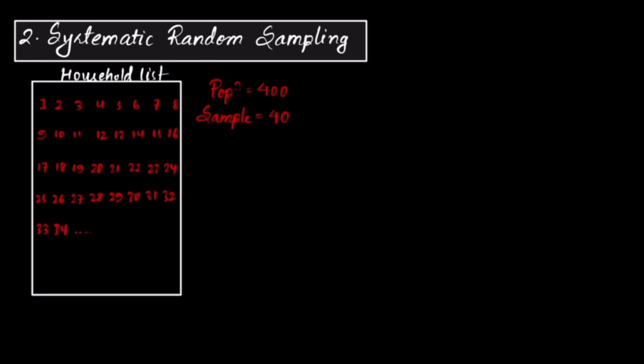So first, the population of the community is 400. You require a sample of 40. You first need to find out the sample interval. Sample interval. This is the system I'm talking about.